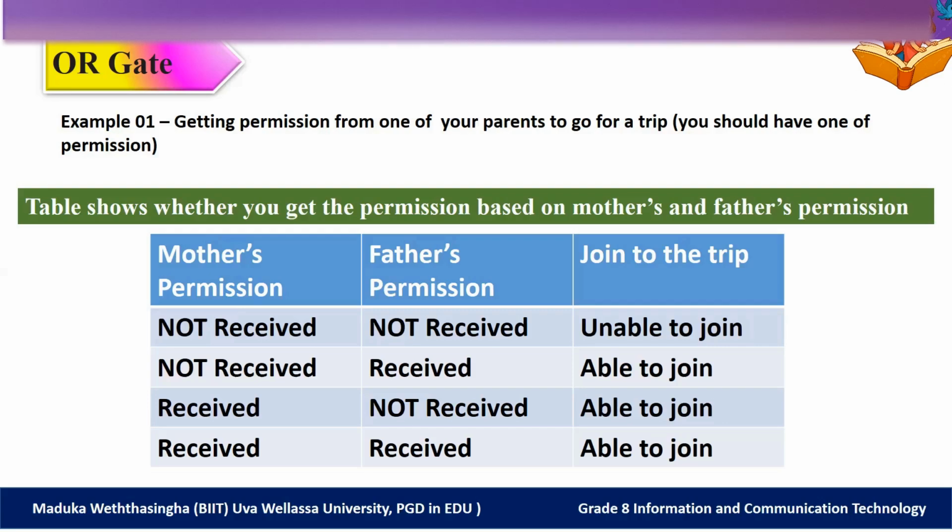O. Ho. In Sinhala we use ho. You have to take the permission from your mother or father. Mother or father. Ammagen ho taattagen. Mother or father. Ammagen ho taattagen. Or. O. Ho. Alright, in Sinhala we use ho, right? Now see. Two inputs. One is mother's permission. Second input is father's permission. Two inputs, four situations. Let's consider their situations first.